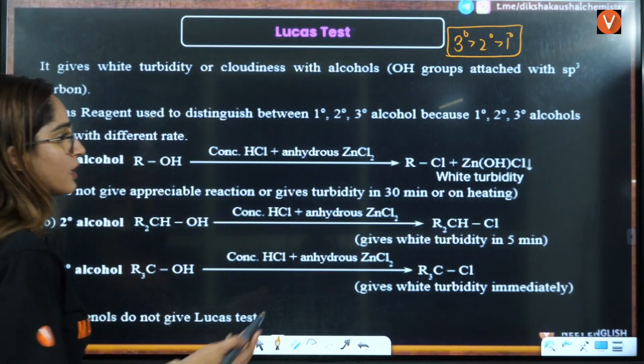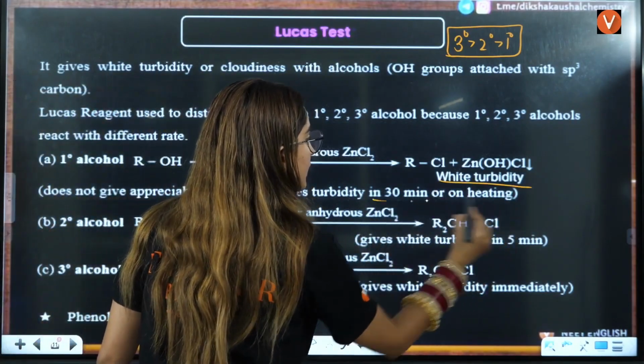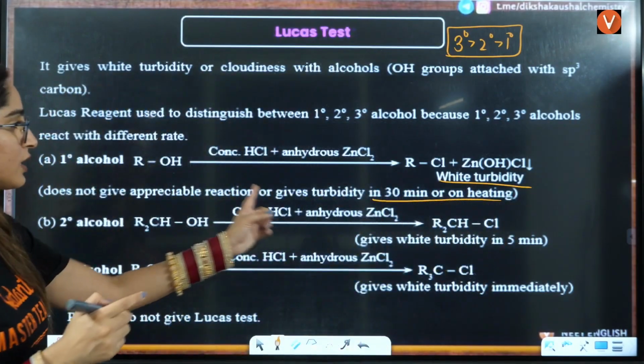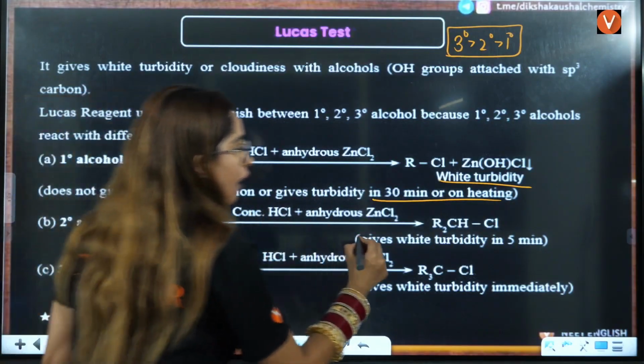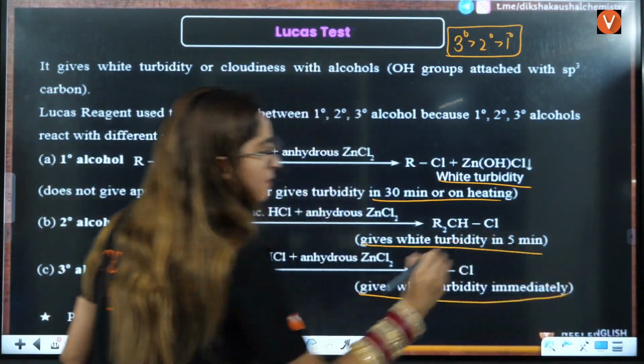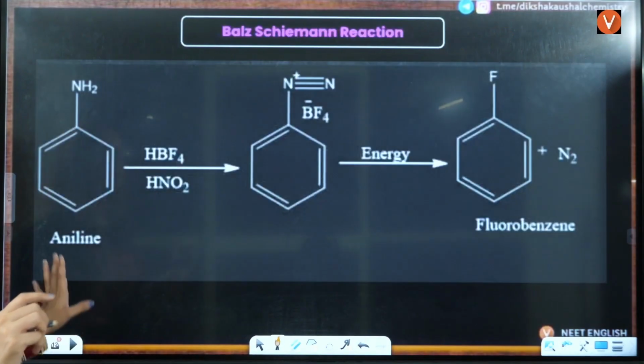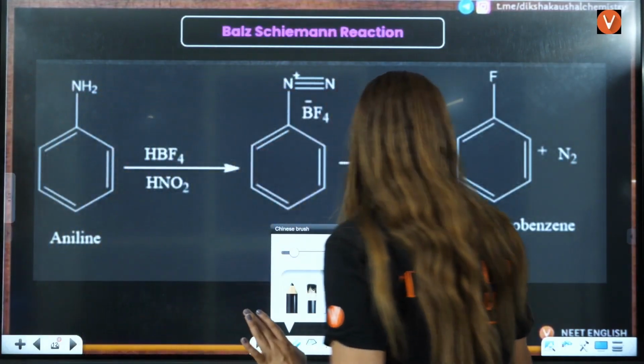So this is what is written here. White turbidity, right? Primary gives turbidity after 30 minutes, secondary after 5 minutes, and tertiary gives it immediately, right? So that is the detection of 1 degree, 2 degree, 3 degree alcohols.